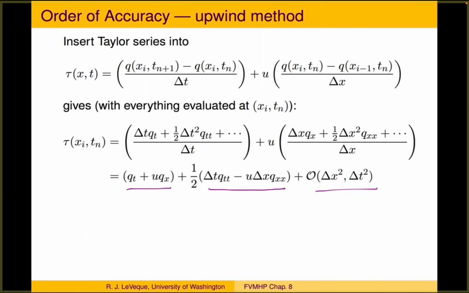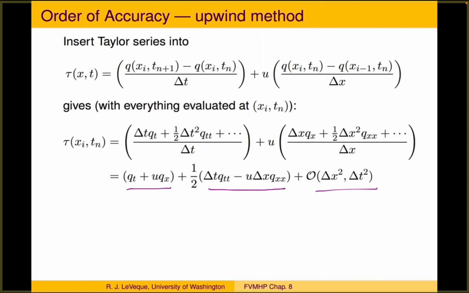which after dividing by delta t and delta x will give us things that are second order in delta x and delta t. Okay, so this order 1 term turns out to be exactly the differential equation, qt plus u qx, or it's the left-hand side of the differential equation.